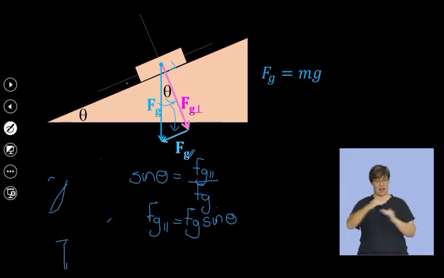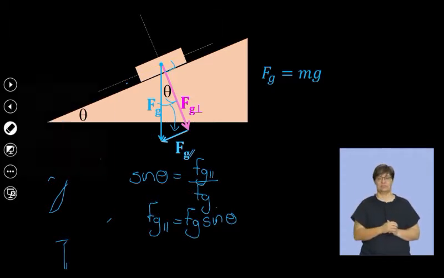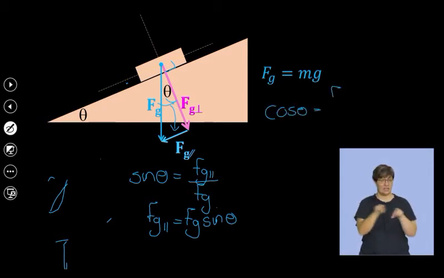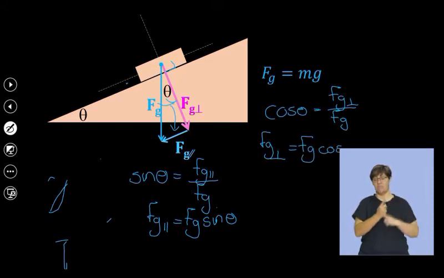So, whoops, I'm starting from the wrong place. Let's just get rid of this. There we go. Cos theta is Fg perpendicular divided by Fg. So Fg perpendicular is Fg cos theta.